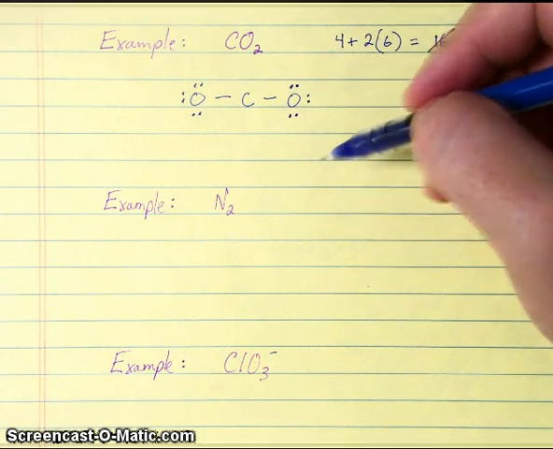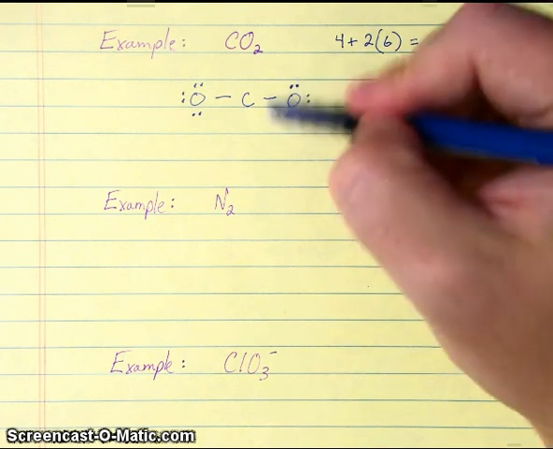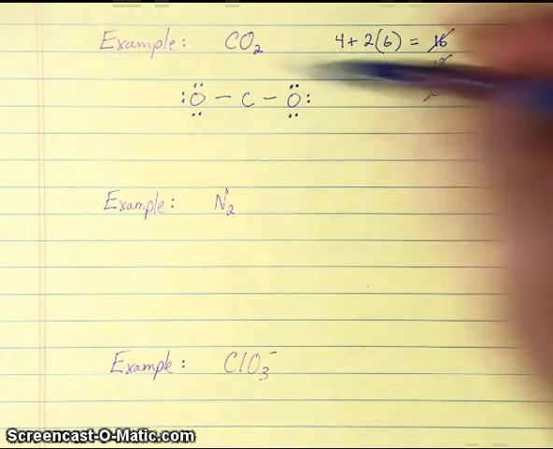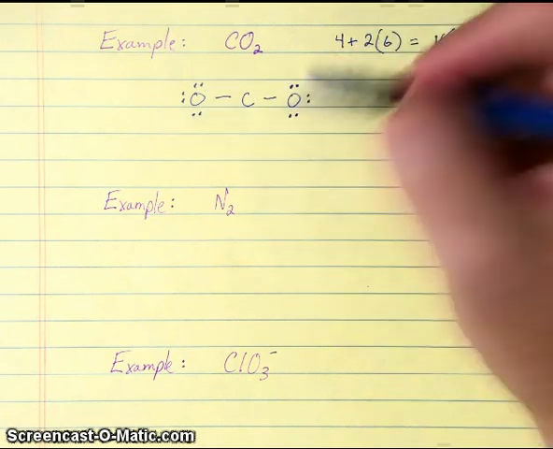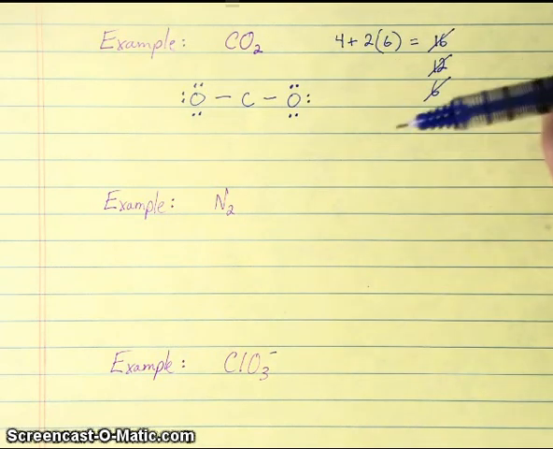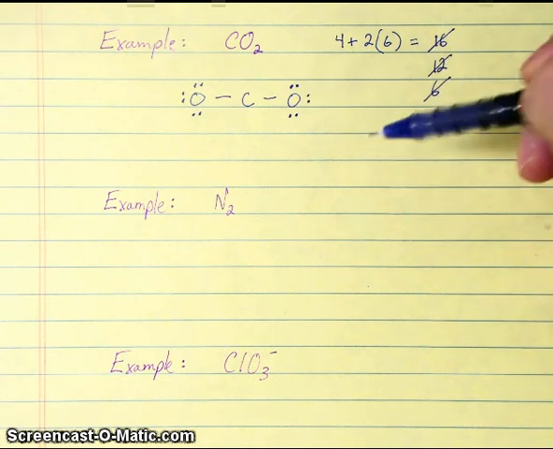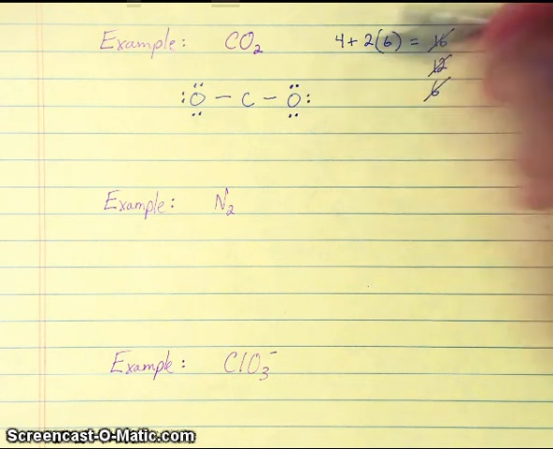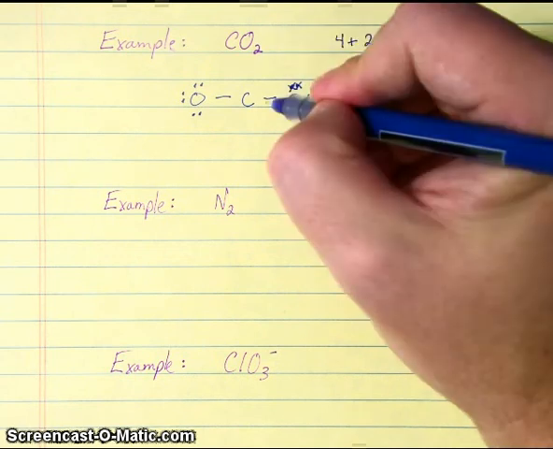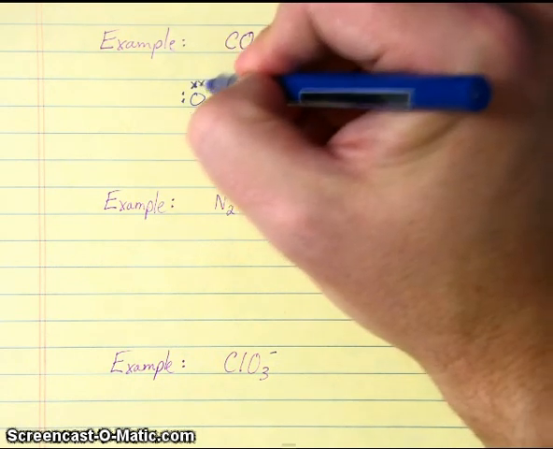Now what we want to do is check to see if we have an octet or a duet for these elements. The oxygen has an octet. The carbon only has 4 though. That is not an octet. And the oxygen over here has an octet. So what we need to do is make changes to this structure so that carbon also has an octet, and at the same time, we don't want to take away an octet from our oxygen atoms. So our solution is to move a pair of electrons from each side, and it doesn't matter which pair you move here.